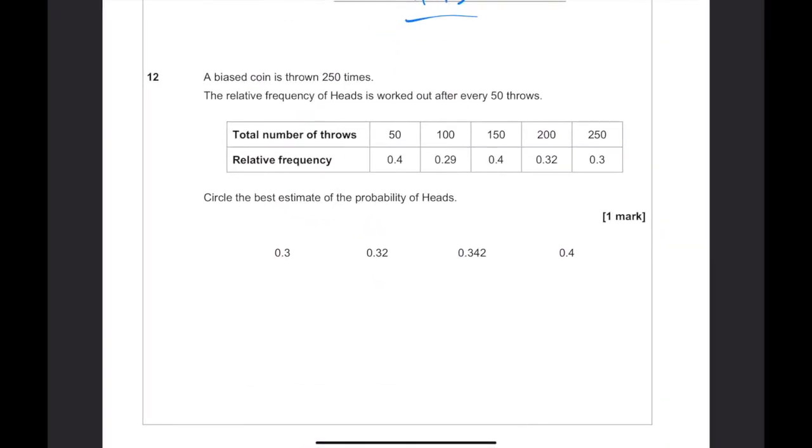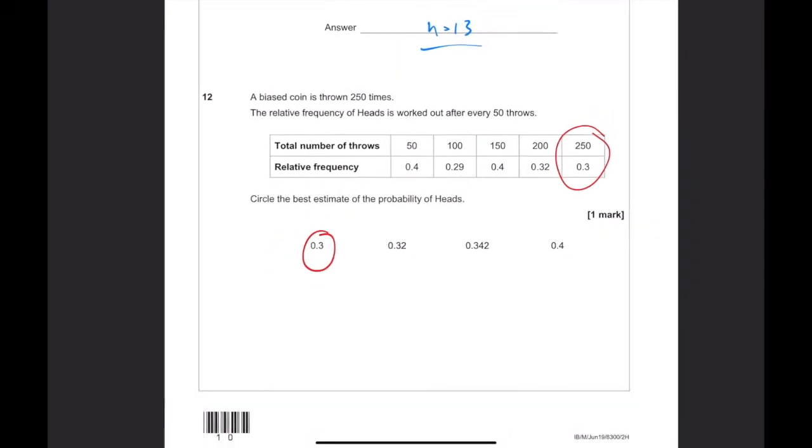A biased coin is thrown 250 times. The relative frequency of heads is worked out after every 50 throws. Circle the best estimate of the probability of heads. So the most accurate reading is going to come after 250 throws, so it's going to be 0.3.